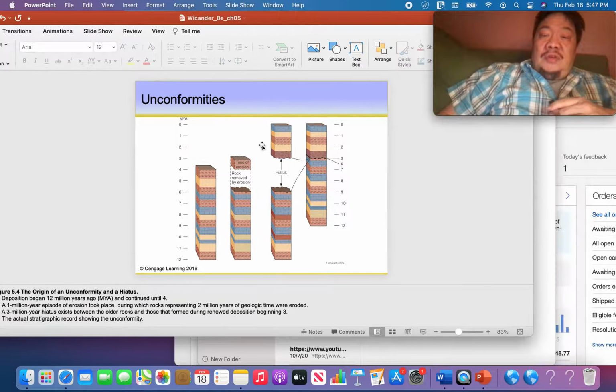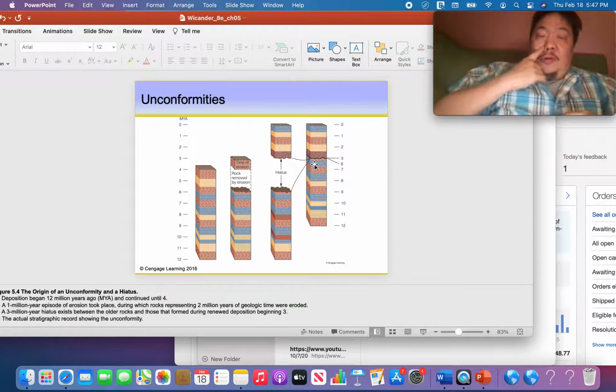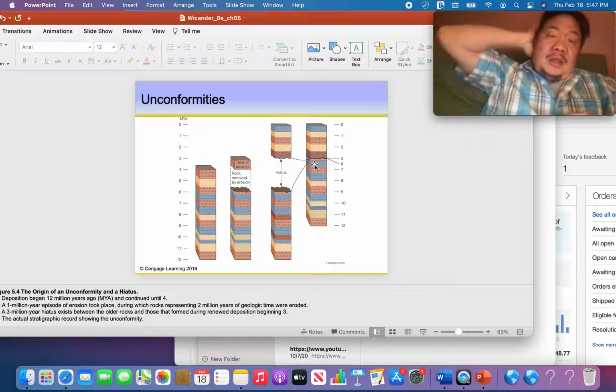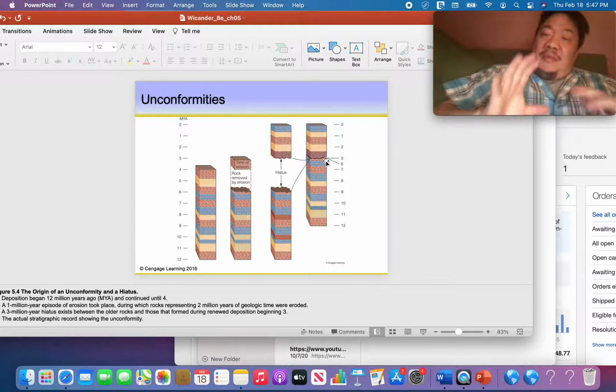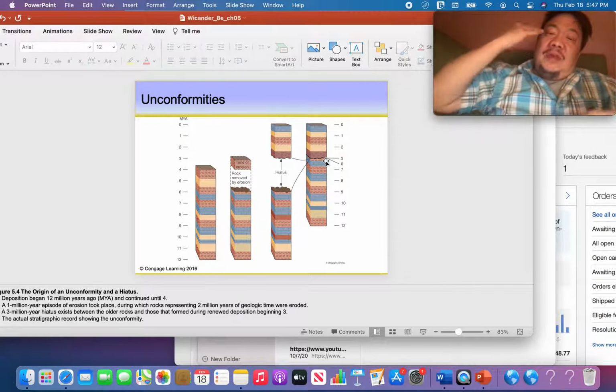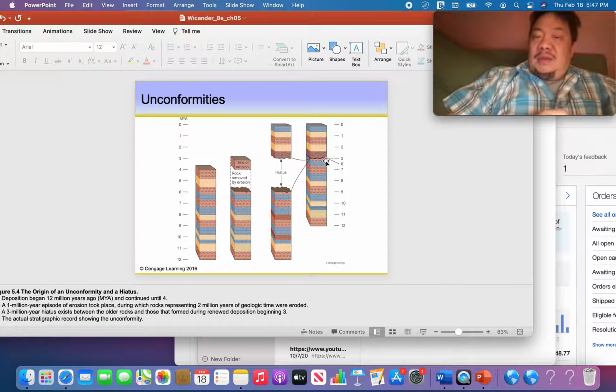Unconformities. We talked about unconformities before, and you got to know this, ladies and gentlemen. When you see that black wavy line, that's an unconformity. It means uplift and erosion. That means a mountain range rose out of the ground and was eroded away. That means there's missing geologic time here.